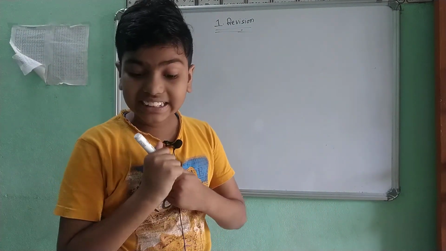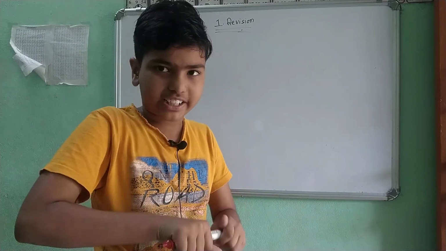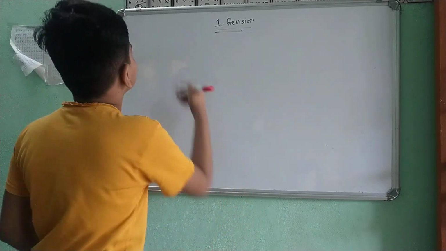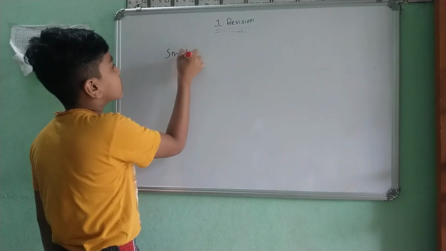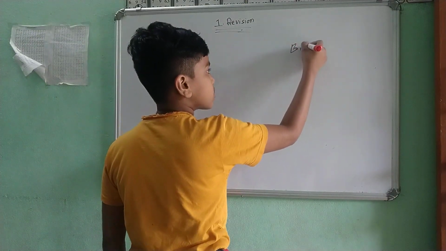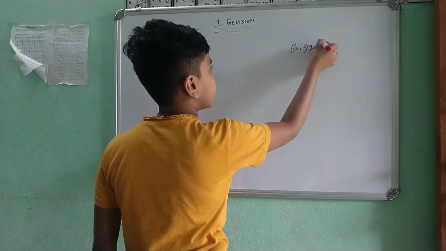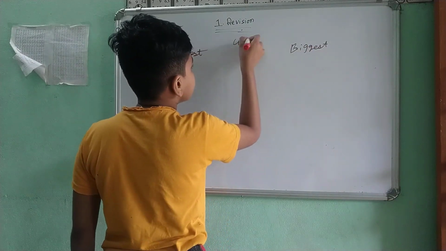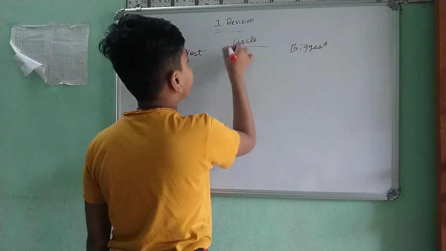Okay. Circle the smallest. I'm just writing smallest and biggest. So I'm writing the smallest, and here is the biggest. The biggest column and the smallest column. We have to circle.